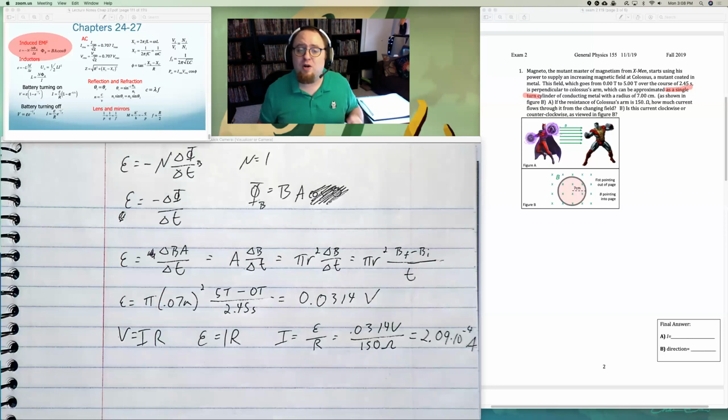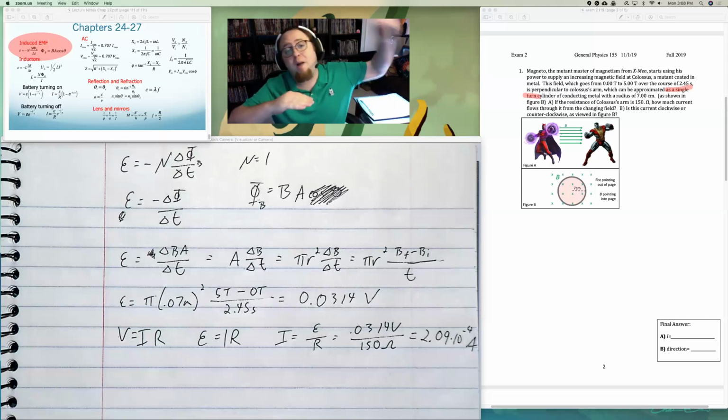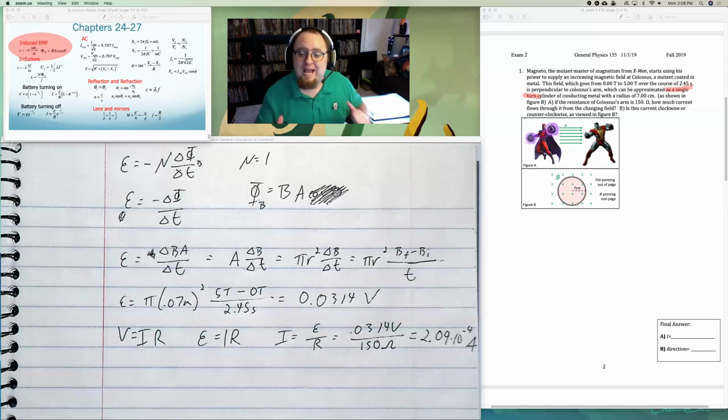Keep in mind, it's always to undo the change. It's not just that B is in, so the induced field is in. If B was pointing into the page and getting smaller, then the induced magnetic field would also be into the page, trying to undo the change. But because it's into the page and getting bigger, we'll want to go out to counteract. And therefore, the induced field is going to be out of the page to oppose the change.